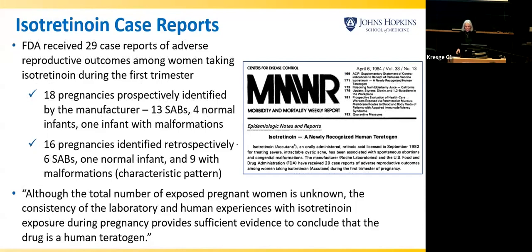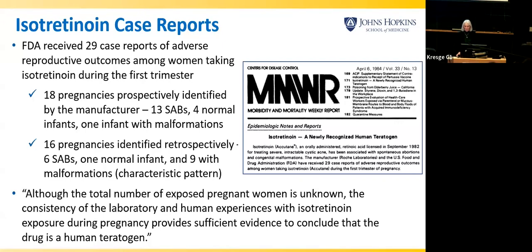The next one was published in the MMWR, which is near and dear to my heart. I used to be editor-in-chief of MMWR, and there were 29 case reports. Again, these were reports to the FDA. And you can see CDC came right out there. This is kind of brave from my experience at CDC, but the title was Isotretinoin, a newly recognized human teratogen. There were 29 case reports, some prospectively identified. So you knew the mom was pregnant, you followed her, she had isotretinoin, and then you saw the birth defects, versus babies born with a birth defect and somebody asks the mom and says, oh, you took isotretinoin. So obviously prospective data are better.